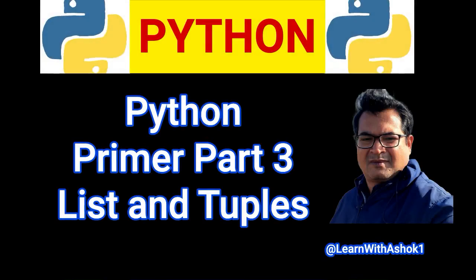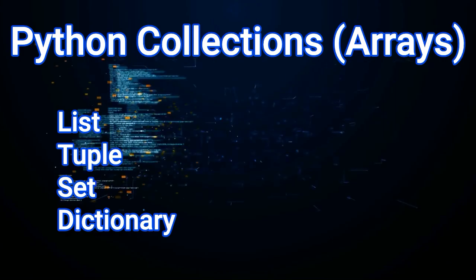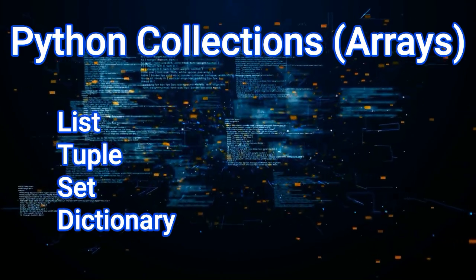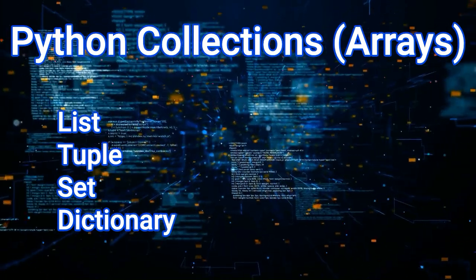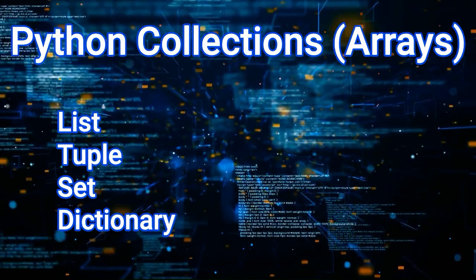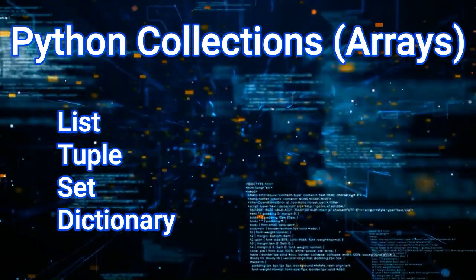In this video, we will discuss Python lists and tuples. There are four collection data types in the Python programming language. Python uses four built-in data types for collections of data. These data types are list, tuple, set, and dictionary.